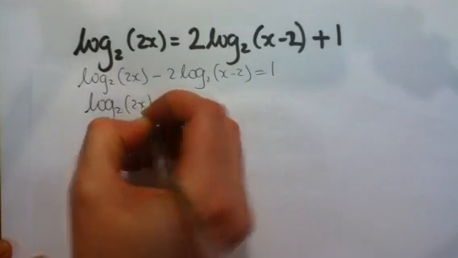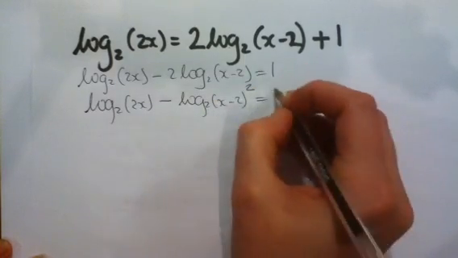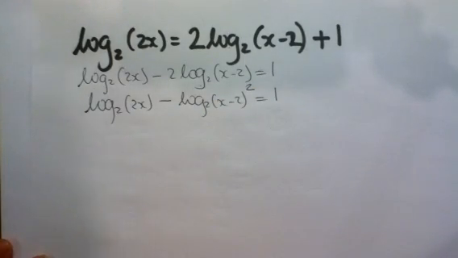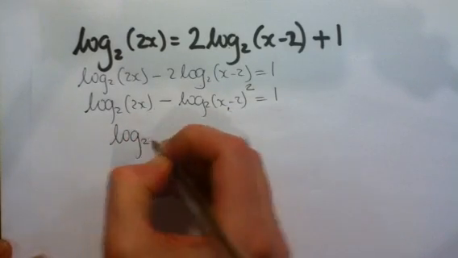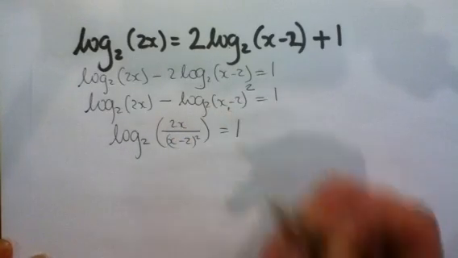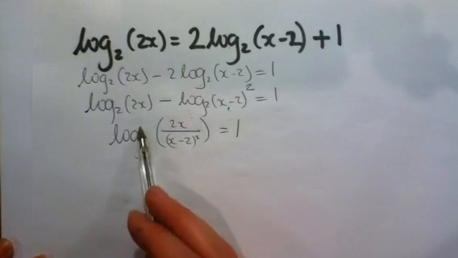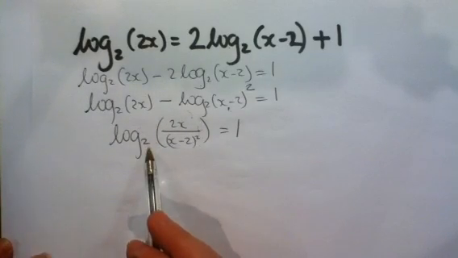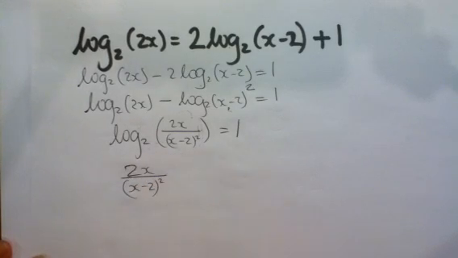Log to base 2 of 2x minus log to base 2 of x minus 2 squared is 1. Now I can use the rule log A minus log B is log A over B. So I get log 2x over x minus 2 squared is 1. So that's looking a bit better. Now obviously I want to release this lot from this log to base 2. So I'm going to do the opposite of log to base 2 to release this stuff here, and that's 2 to the power of 1, which is just 2.